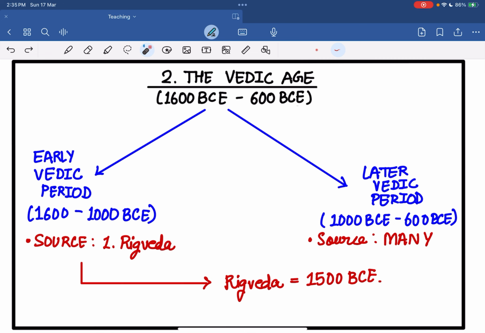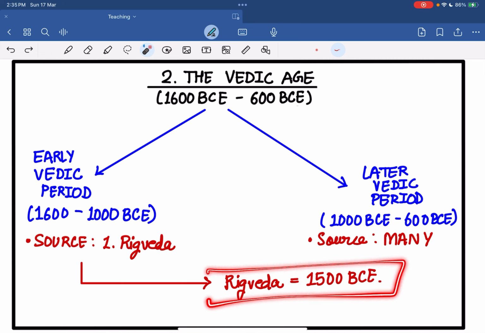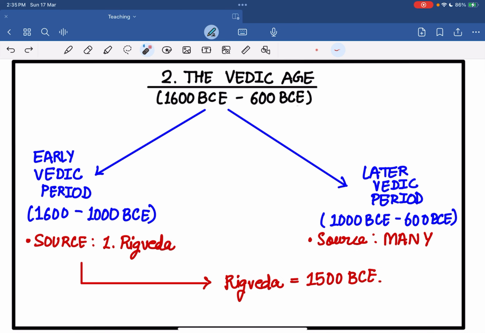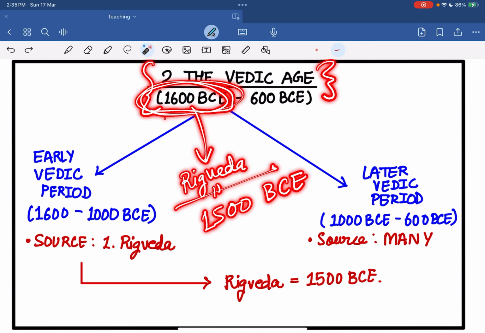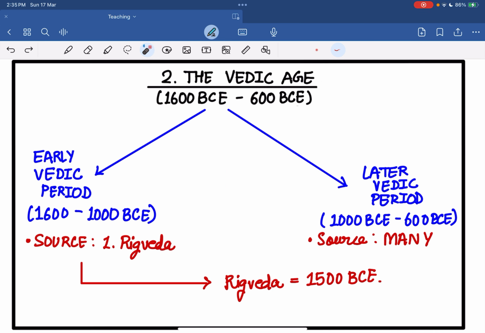Historians have very carefully given one exact timeline to be associated with the Rigveda, and that happens to be 1500 BC. So whenever we talk about the Rigveda, we associate 1500 BC with it. Mind it, the Vedic age begins from 1600 BC, but the Rigveda has been associated with 1500 BCE.